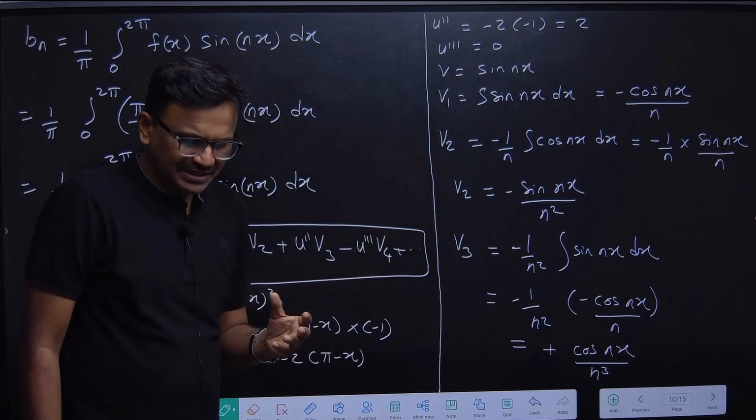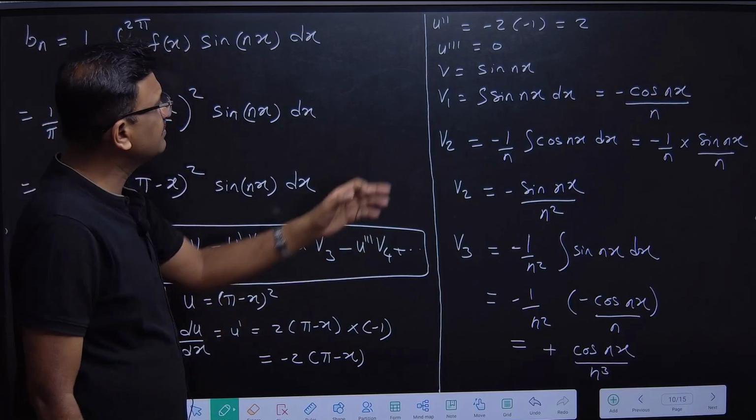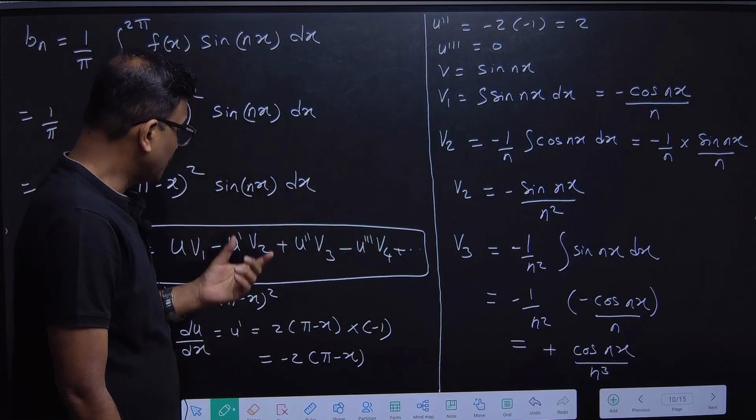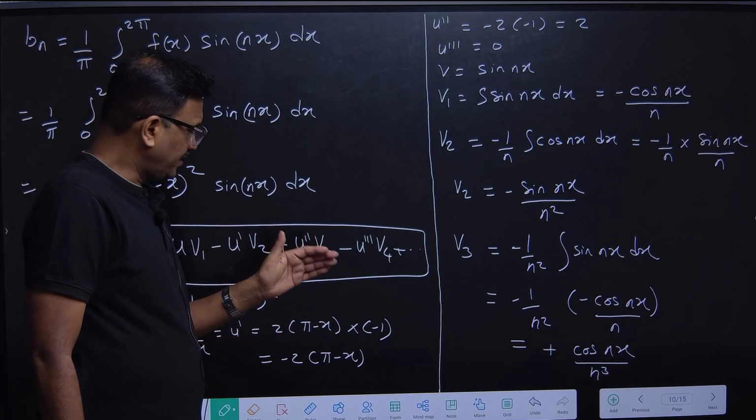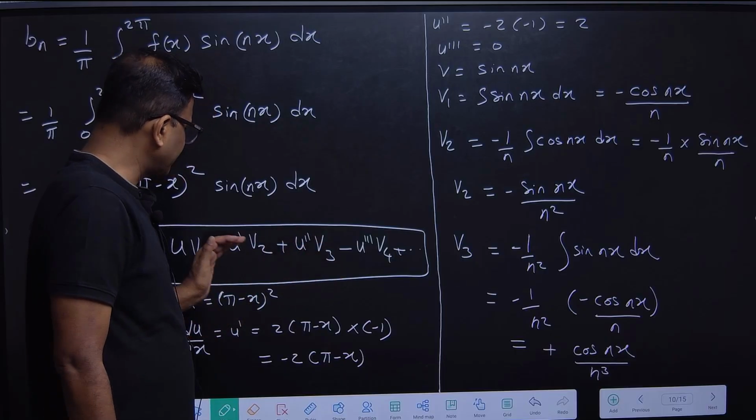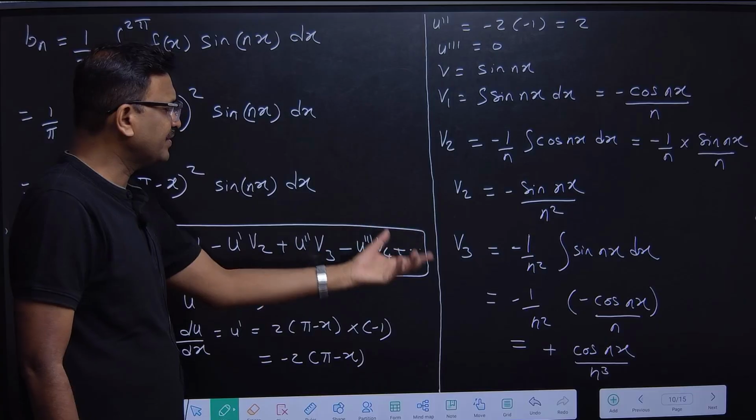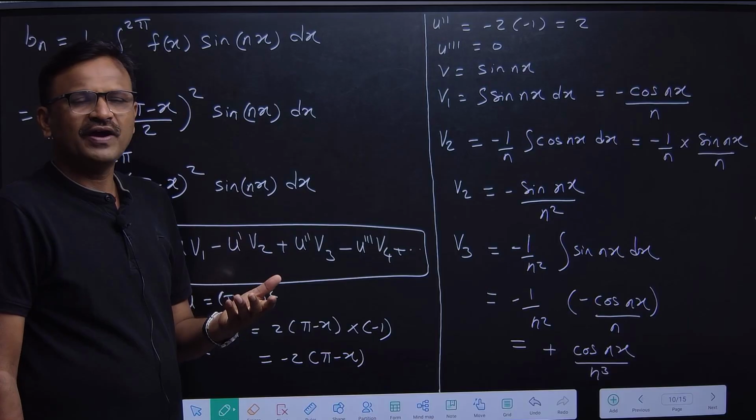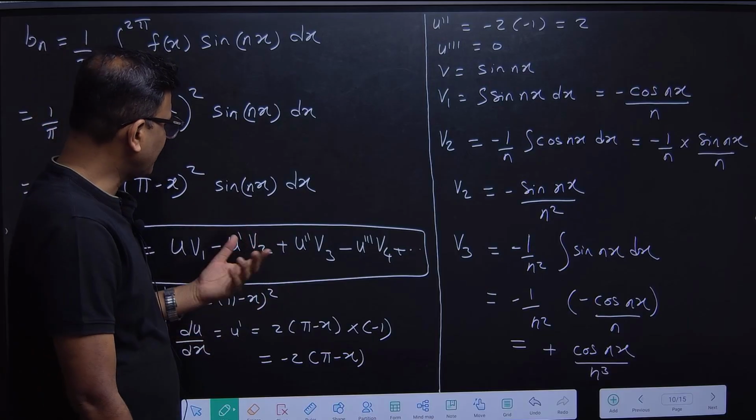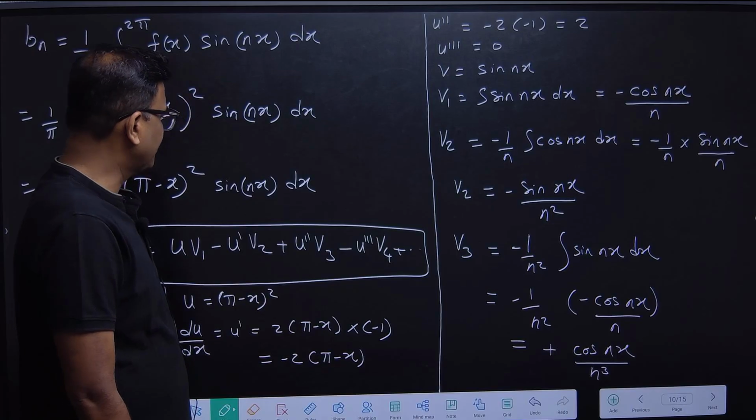So see, if u is algebraic and you go on differentiating, it becomes 0 after a few iterations. So this shortcut formula can be used only when the given function is algebraic, because an algebraic function, if you go on differentiating, after a few derivatives will become 0. If the highest power of x is 1, you will find that u double dash will be 0. If the highest power of x is 2, u triple dash will be 0.